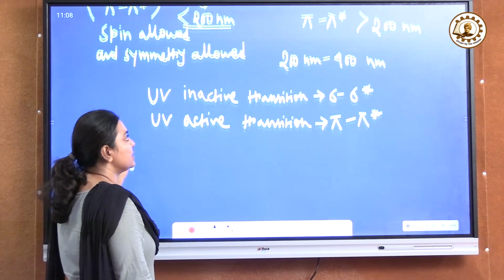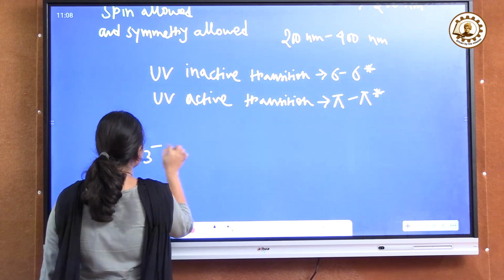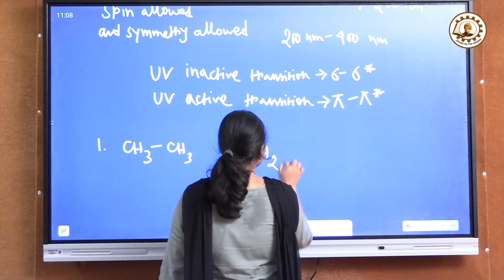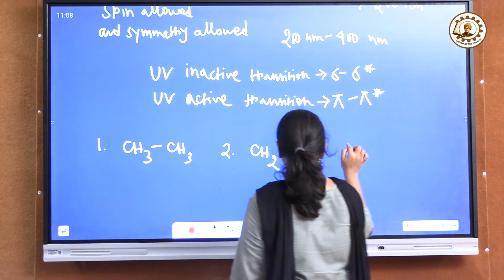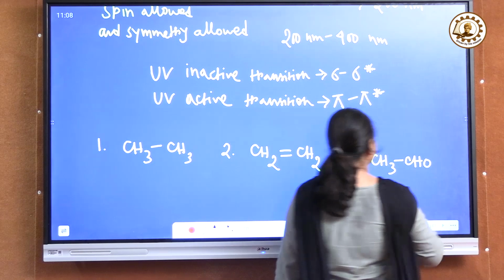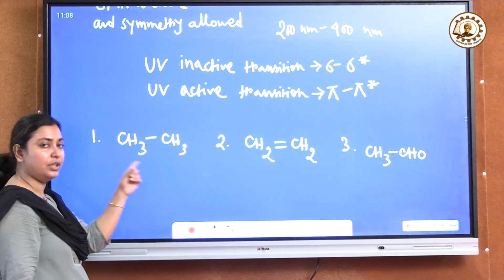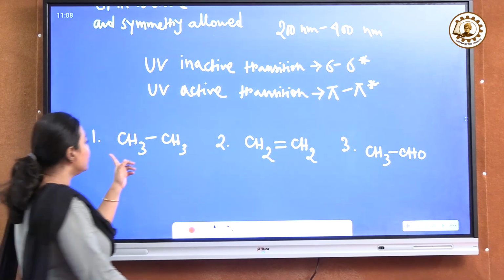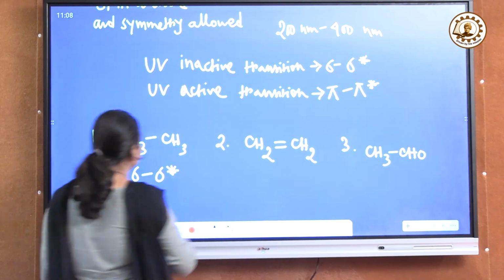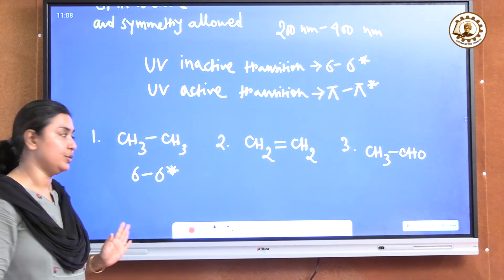Now we will do some examples. First example is CH3CH3. Second, let's say ethylene, and the third one is acetaldehyde. Okay. Now, in case of molecule 1, what is this? This is ethane. So, the possible transition would be sigma sigma star because there is no pi bond. So, it will show only sigma sigma star transition.